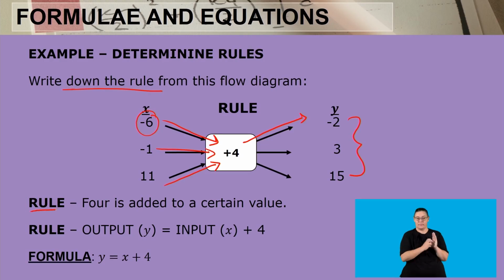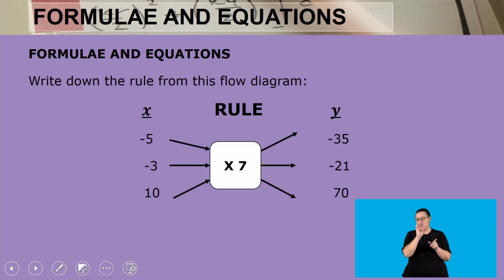So what was the rule? Well, the rule was 4 is added to a certain value, and those values were the input values. So now, if we make it clearer, we could say that the output value, which is the y, is equal to the input value plus 4, because that is what we did in the previous to get those output values. So the formula would be y is equal to x plus 4, or in other words, the output value is equal to the input value plus 4. So that was a simple rule to discover. Let's look at the other rules and see if we can get them.